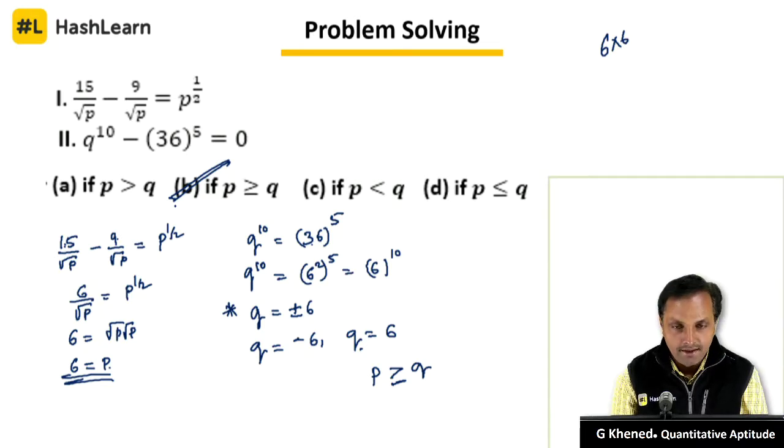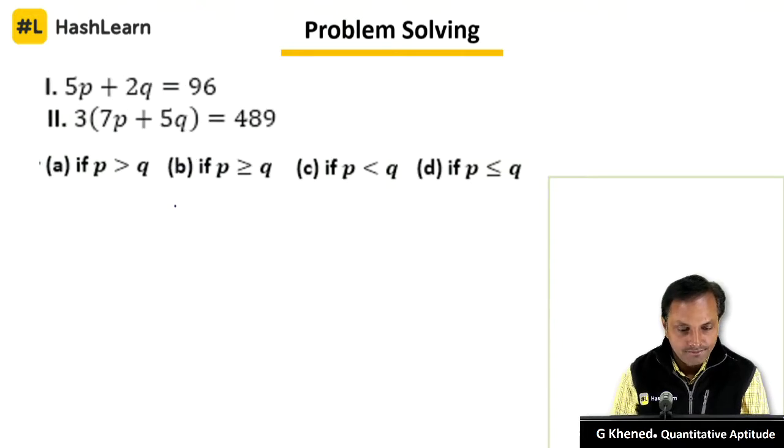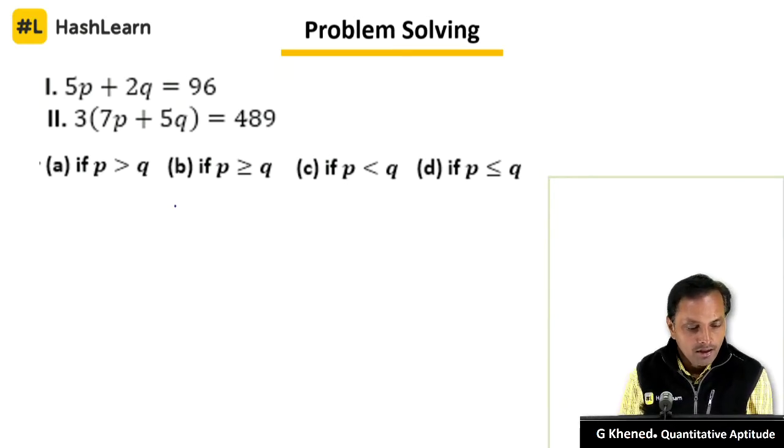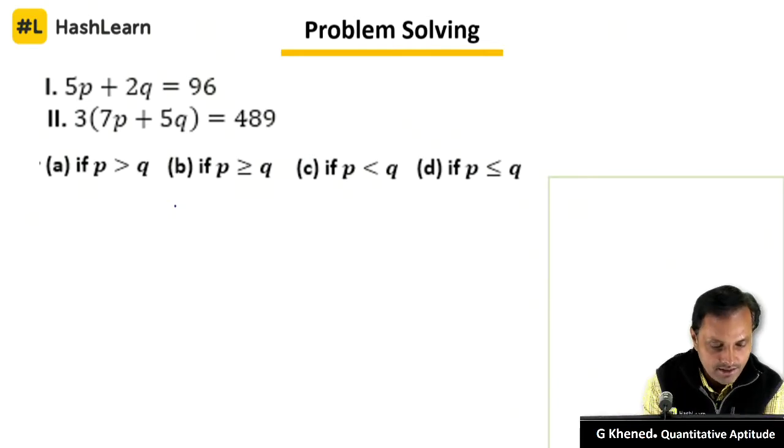Okay, fine. Let us go to the next example. Here you have 5p plus 2q is equal to 96. 5p plus 2q is equal to 96, and there is one more second equation. 3 times 7p plus 5q is equal to 489. So you can cancel with 3.